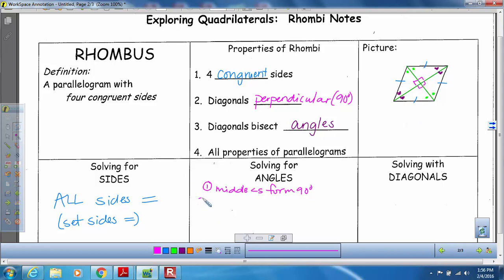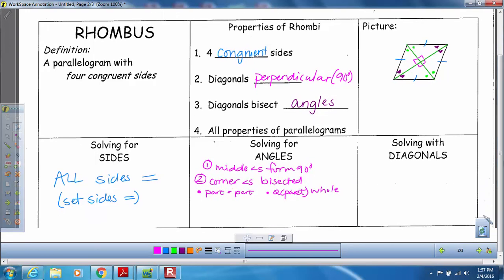The second, corner angles are bisected. So two things apply here. One, we have part equals part, and two, we have 2 times part equals the whole.